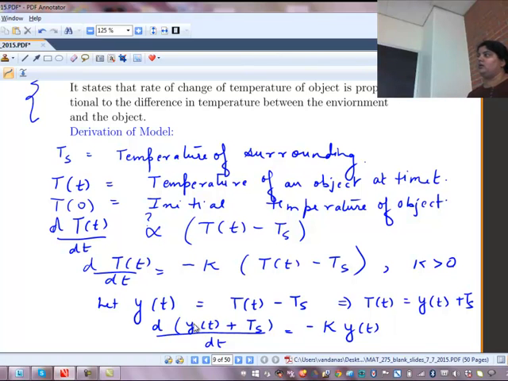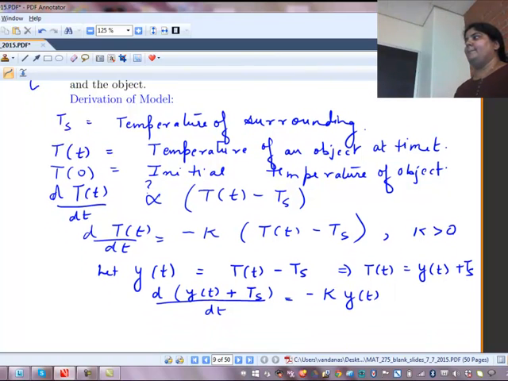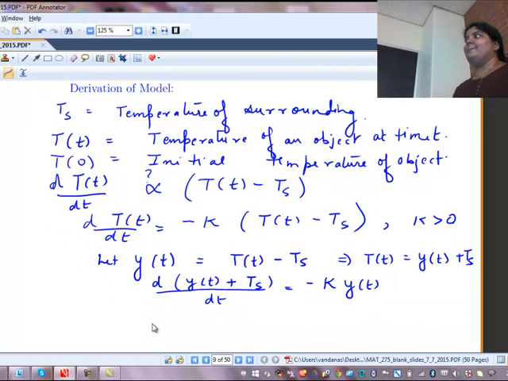Now, sum of two function differentiation, how will you do that? You differentiate. How will you differentiate this with respect to time? What's the derivative of this whole thing? Anyone?